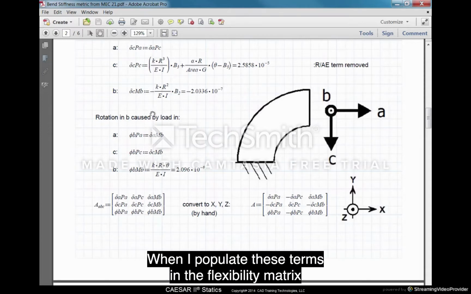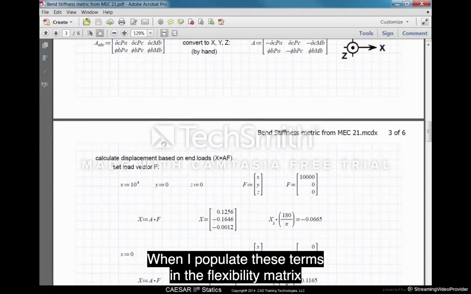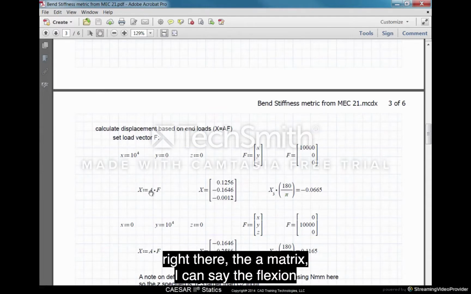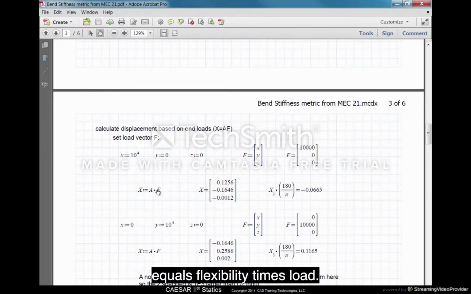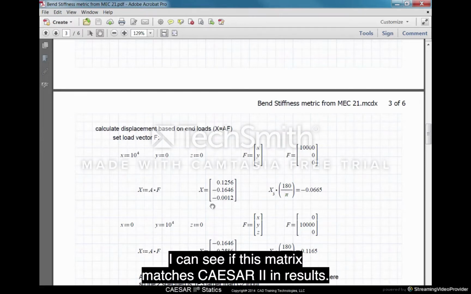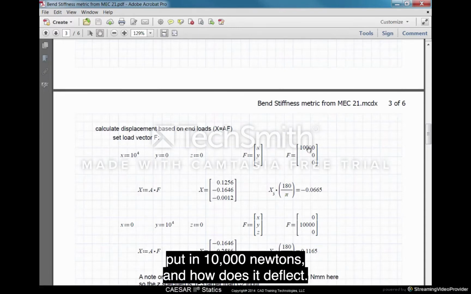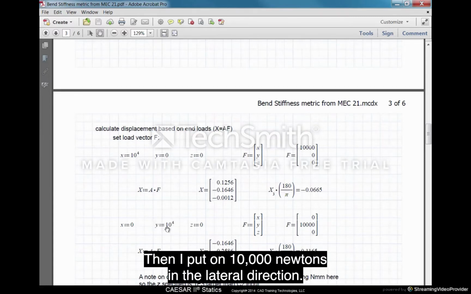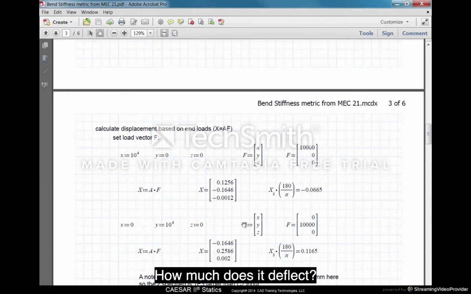When I populate these terms in the flexibility matrix right there, the A matrix, I can say deflection equals flexibility times load. So if I start putting on different types of loads, I can see if this matrix matches Caesar 2 in results. I want to know what the deflection is. Put in 10,000 newtons, and how does it deflect? That's in the X direction. Then I put on 10,000 newtons in the lateral direction. How much does it deflect?